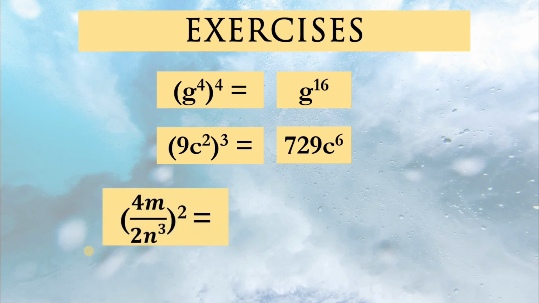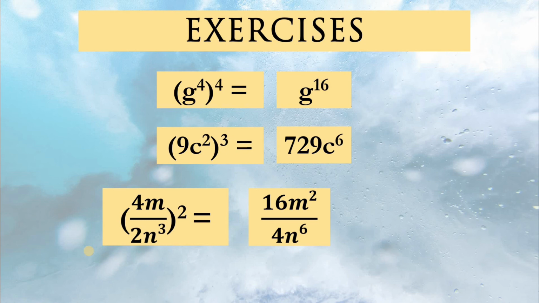Next, we have quantity 4m over 2n cubed, quantity squared. So we have power of a quotient. So we have 4 squared m squared over 2 squared n raised to 3 times 2. So we have 4 squared is 16, m squared over 2 squared is 4, n raised to 3 times 2, 3 times 2 is 6.